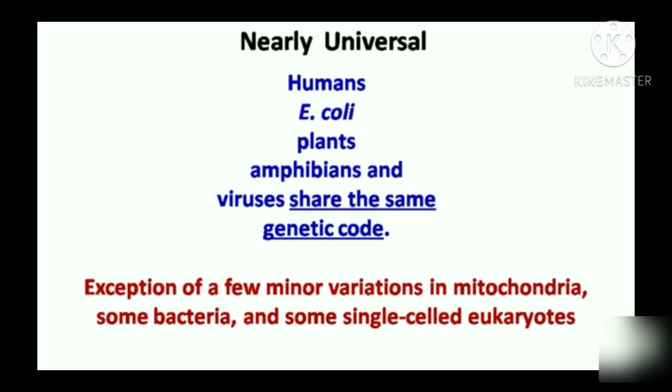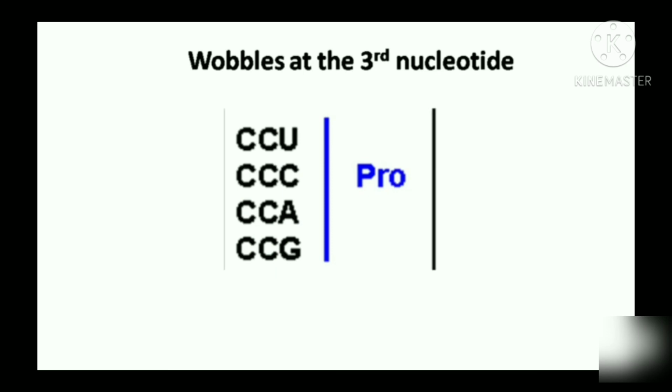However, there are some exceptions in mitochondrial genome, single-cell eukaryotes, and some bacteria. The first two bases of the codon are the same, while at the third position, the base may wobble.